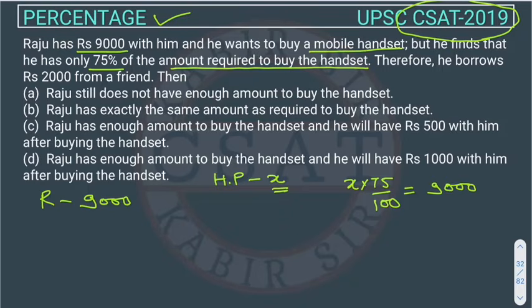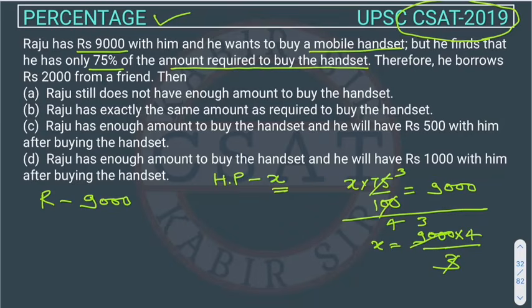9,000. These both will be equal, because on one side Raju has 9,000 rupees, and on the other side the question says he has 75% of the mobile handset price. So we will cancel 25 from here, and from here we can calculate the value of x. 3 will come here, so it will be 3,000, and the value of x will be 12,000. So the price of the mobile handset is 12,000.